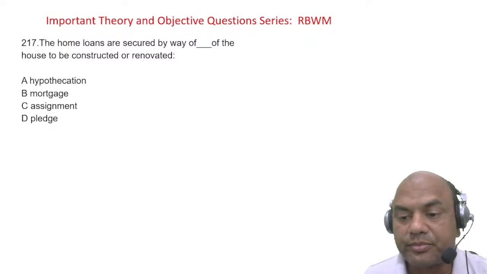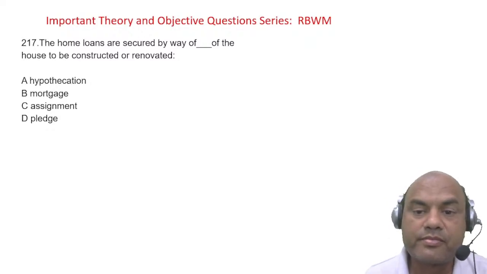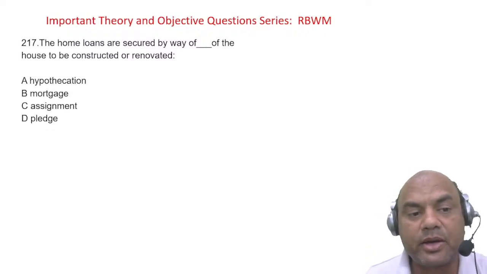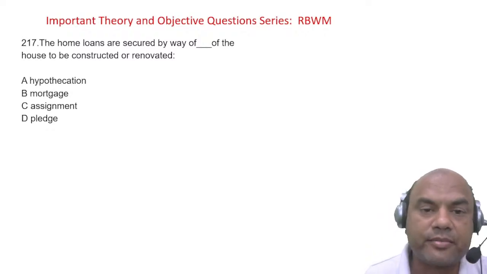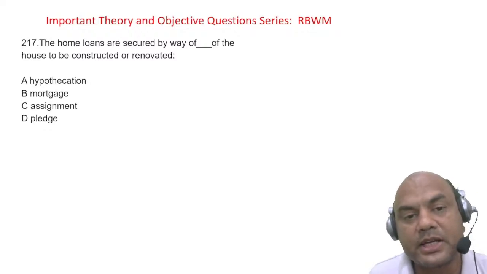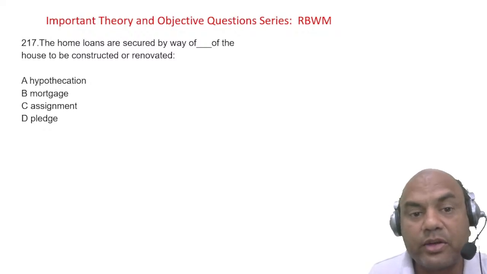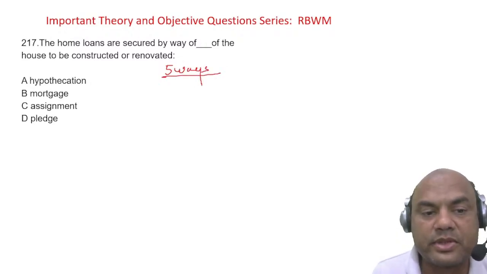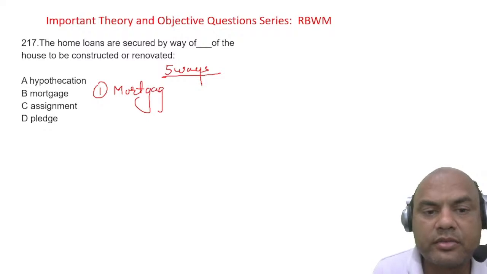What do we do? Let me explain. Many of you don't know this concept of hypothecation, mortgage, pledge, etc. There are 5 ways of charging any security. What are the 5 ways? First is mortgage. Second is HP, hypothecation.